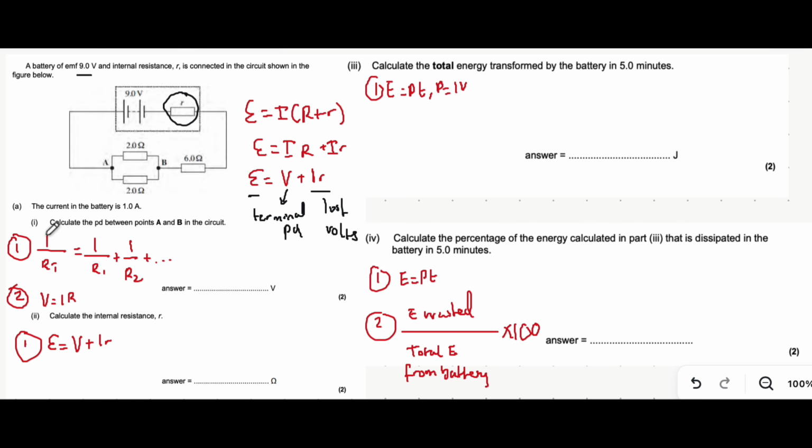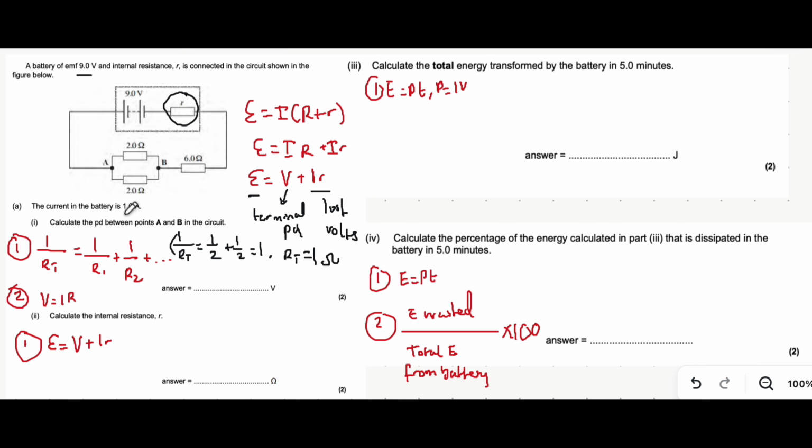Now let's have a go at part A I. Calculate the PD between points A and B. Well, it's given us the resistances of the two resistors, and because they're in parallel, you can find the total resistance in this junction by using this formula. 1 over the total resistance is 1 over the first resistor, 2, plus 1 over the second resistor. 1 over 2 plus 1 over 2 is just 2 over 2, which is just 1. And then you do the reciprocal of both sides, but the reciprocal of 1 is just 1. So the total resistance in this parallel combination is 1 ohm.